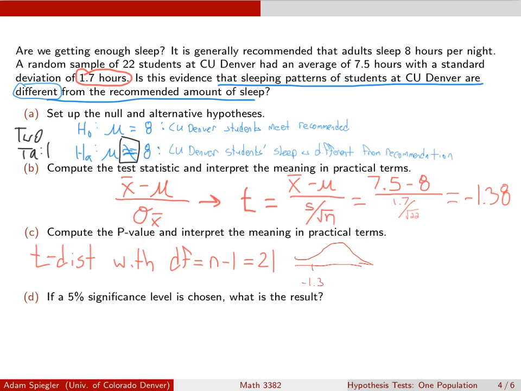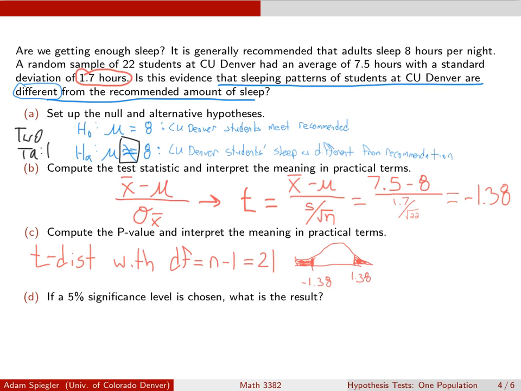Our observed sample was minus 1.38. So anything that is even further to the left of that would be extreme. And since this is a two-tailed test, we would also want to take into account anything that was that many standard errors above the claim in the null hypothesis. So this is a two-tailed test here.